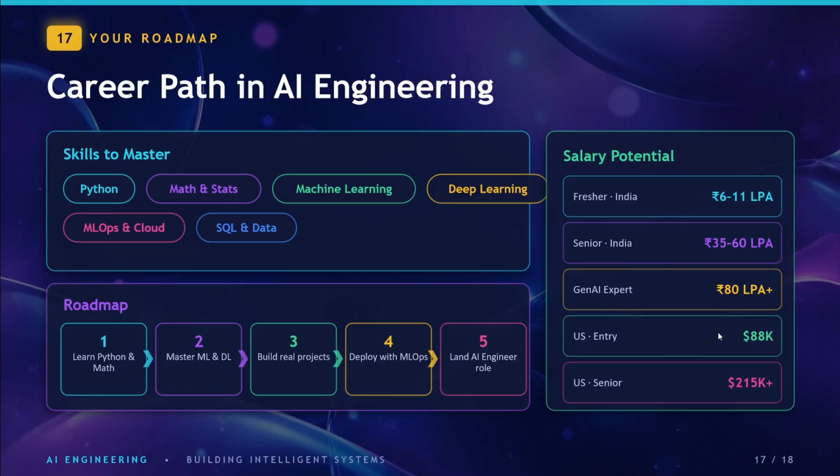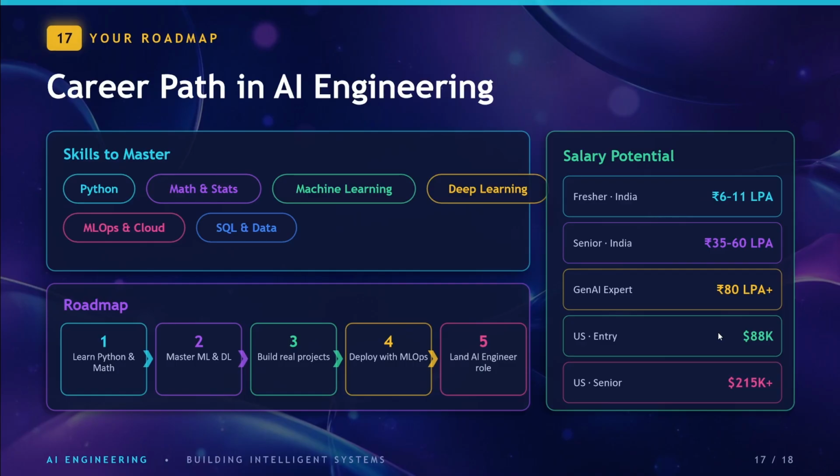First, learn Python and math to build your foundation. Second, master machine learning and deep learning concepts and techniques. Third, build real projects to apply what you've learned and create a portfolio. Fourth, learn to deploy your models using MLOps practices. And fifth, use all of this to land an AI engineer role.